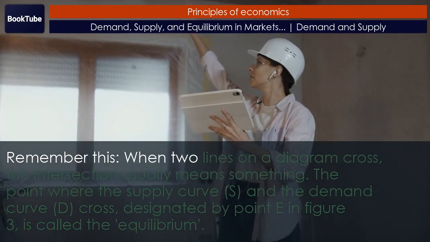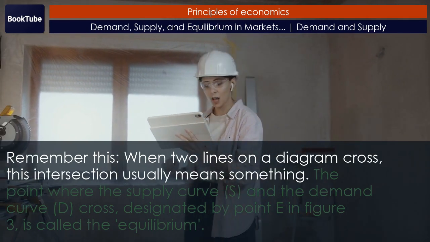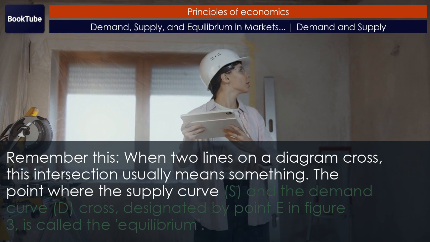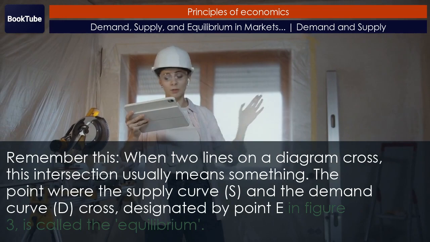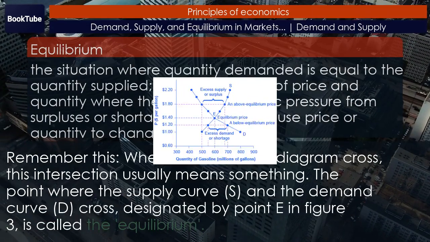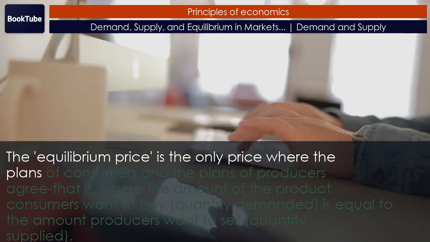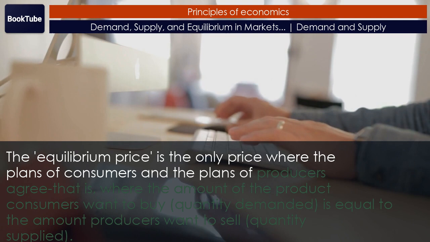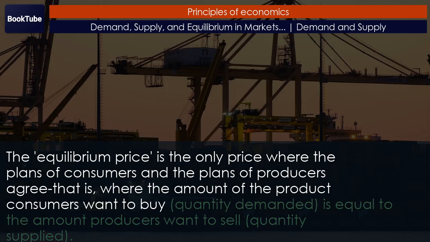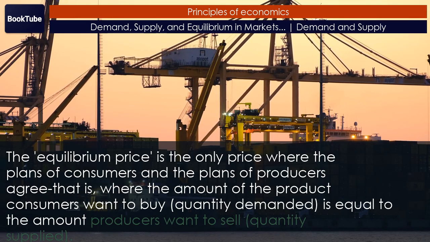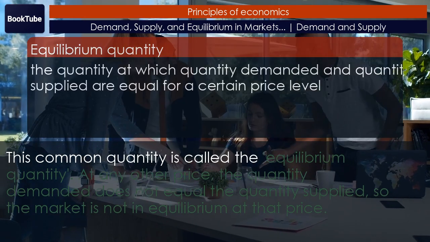Remember this: when two lines on a diagram cross, this intersection usually means something. The point where the supply curve, S, and the demand curve, D, cross, designated by point E in Figure 3, is called the equilibrium. The equilibrium price is the only price where the plans of consumers and the plans of producers agree, that is, where the amount of the product consumers want to buy, quantity demanded, is equal to the amount producers want to sell, quantity supplied. This common quantity is called the equilibrium quantity.